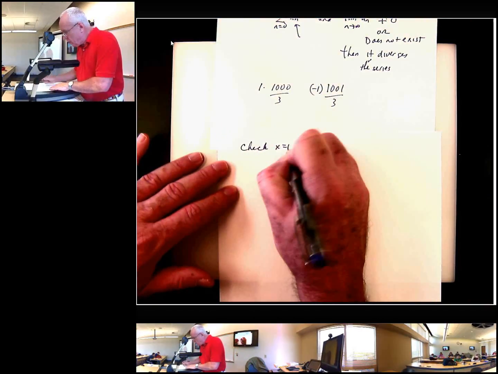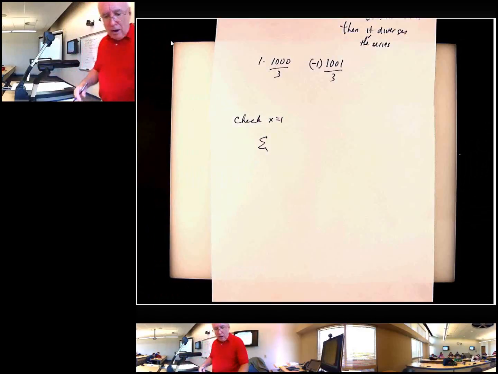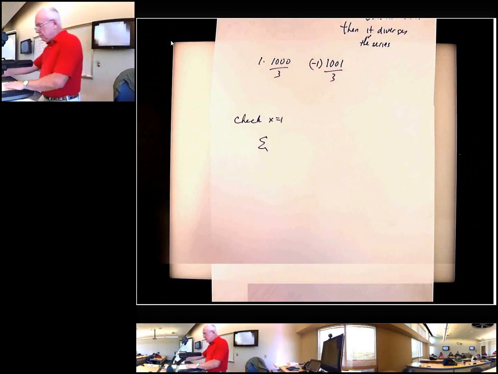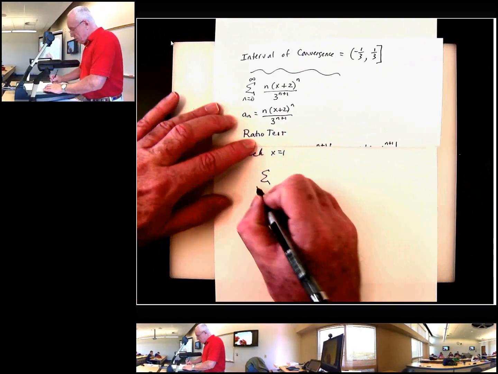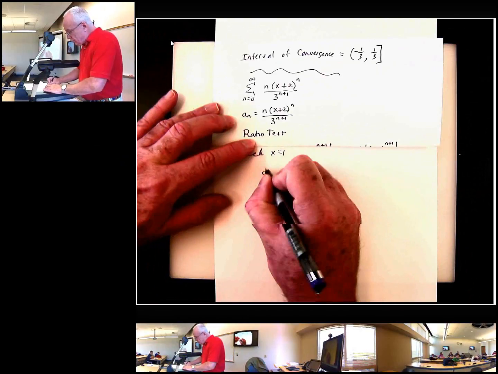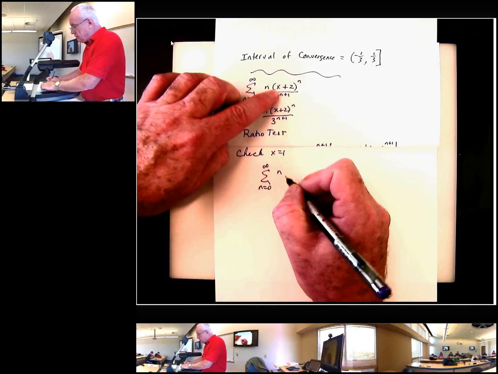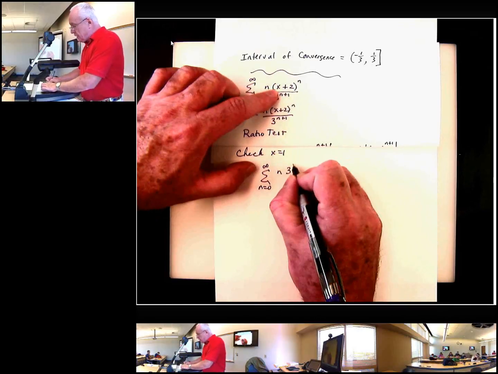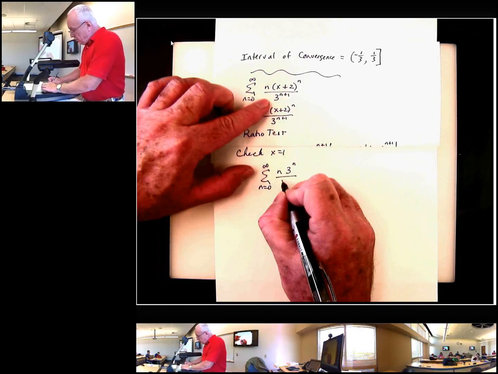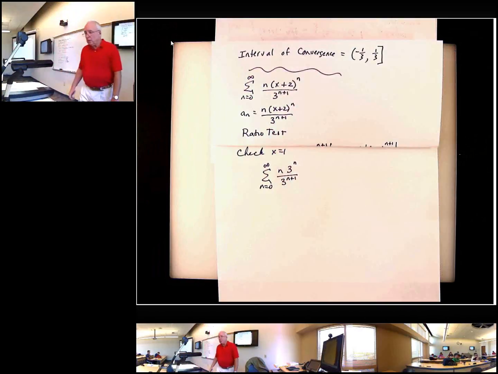Check x equals 1. All right, so now we're going to plug that into our original series here. We have the summation of n equals 0 to infinity of n. Now here we're going to plug in a 1, so that's going to be 1 plus 2. That gives us a 3 raised to the n power over 3 to the n plus 1. So that's what we get by plugging in the other endpoint.